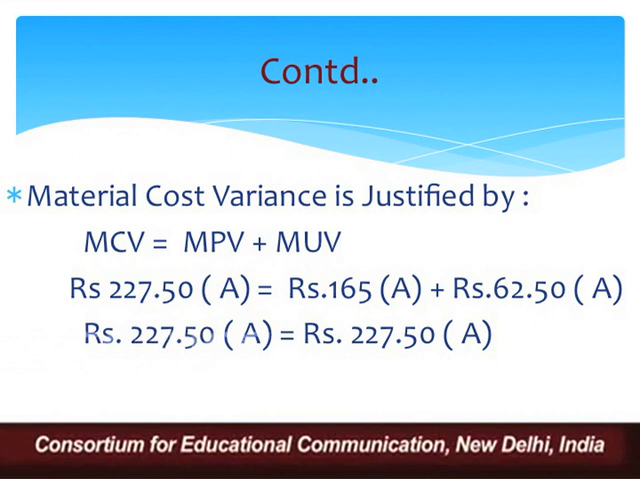The price variance I just computed is rupees 165 adverse, and the usage variance is 62.50 adverse. Once we have computed it, remember the sum total of price variance and usage variance is supposed to be equal to material cost variance, and when we total it, it becomes 227.50 adverse on the left hand side, and the same value comes on the right hand side, that is rupees 227.50 adverse.